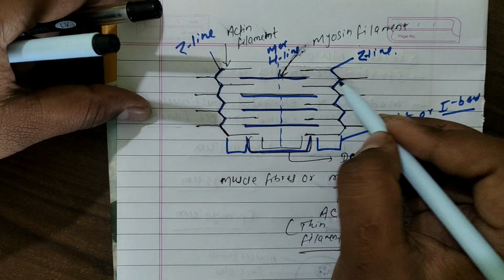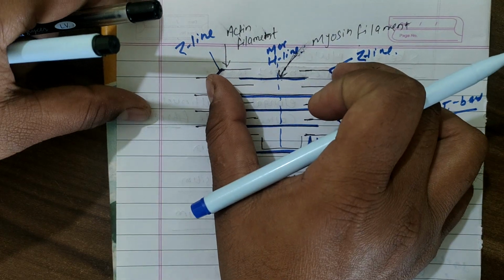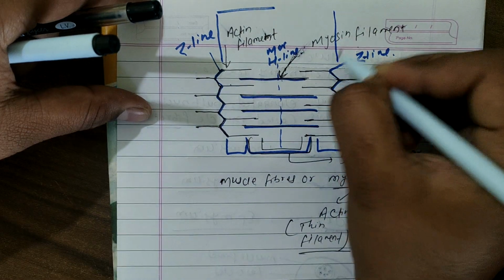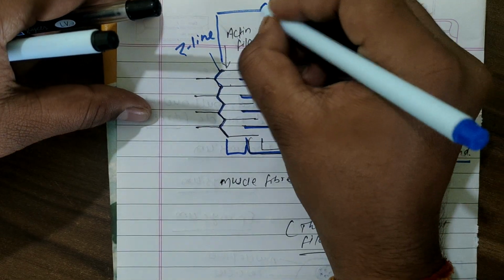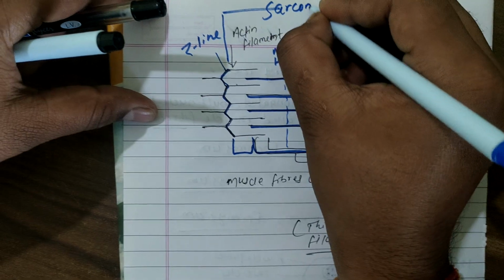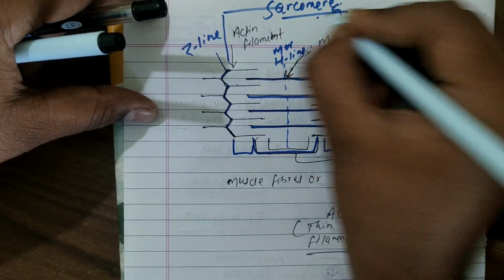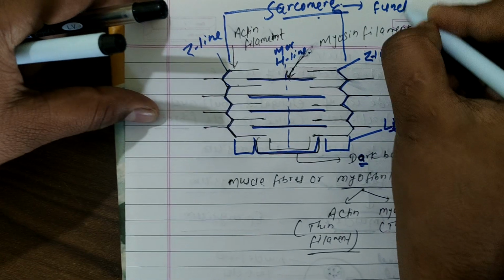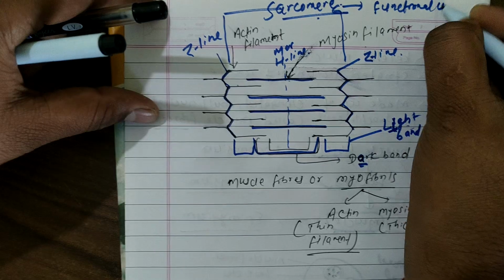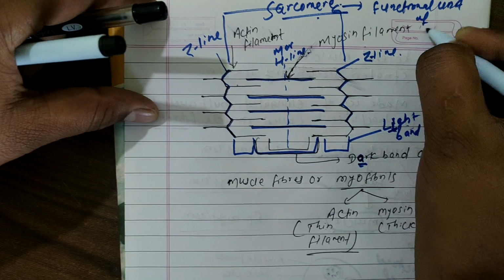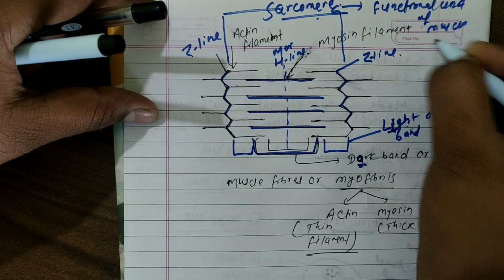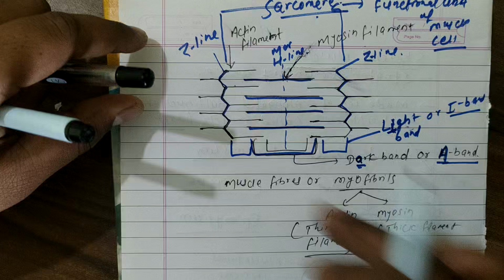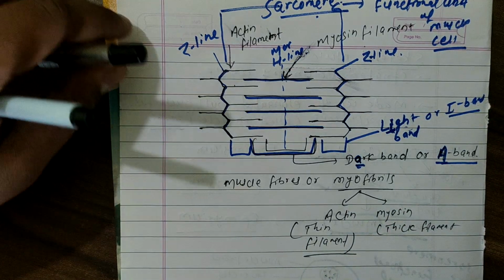The distance, or this portion, between two Z lines is known as the sarcomere. This is the sarcomere. This sarcomere is the functional unit of the muscle cell. So this is the ultrastructure of the muscle fibers.